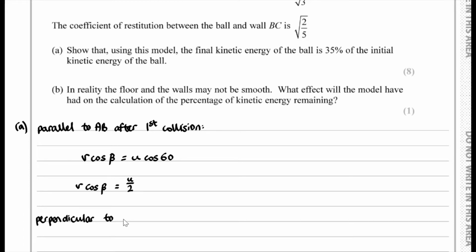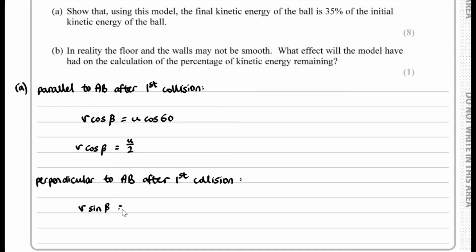Perpendicular to AB after the first collision, you'd find this over here. V sine beta is equal to E U times by the sine of 60. Okay, hopefully this line makes sense.